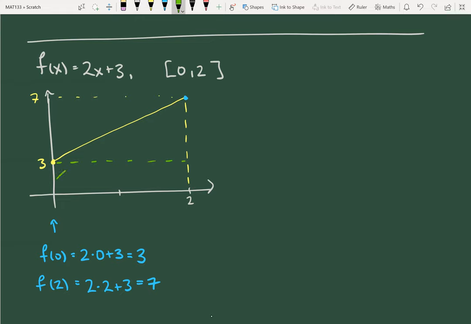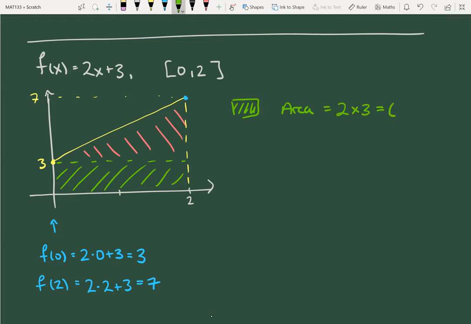Right, a rectangle and a triangle. And the rectangle has area. Well, I've got a base of 2 and a height of 3, no problem. So 2 times 3, so that's going to give me 6.